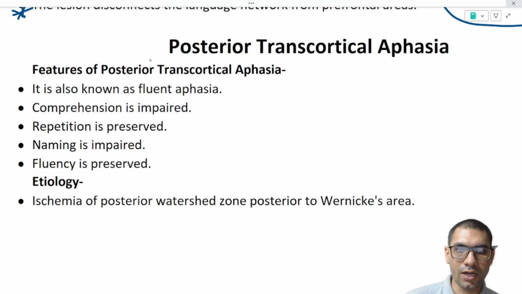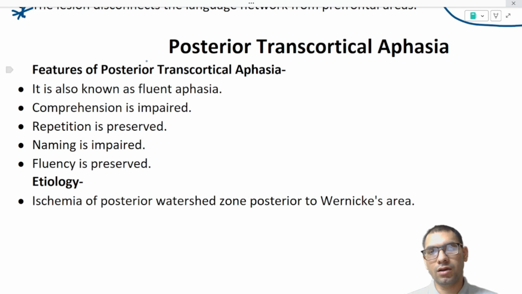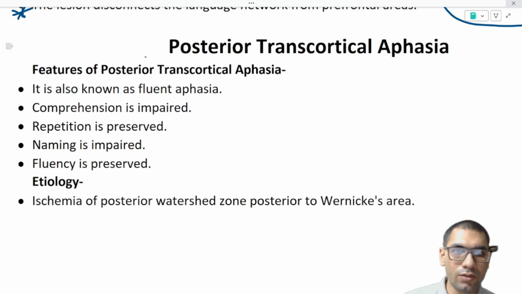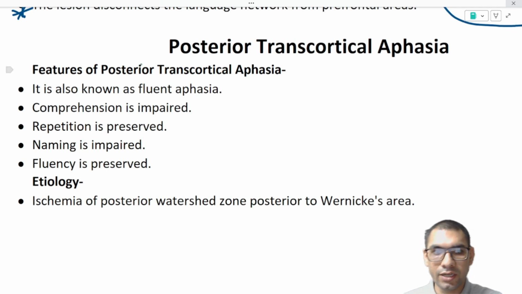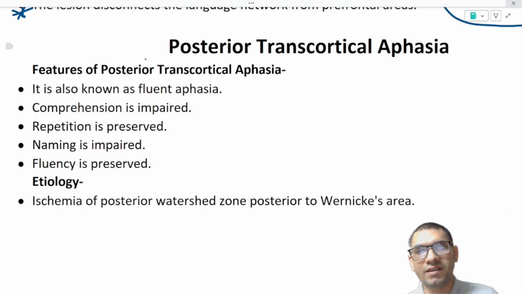As the name suggests, transcortical means some part of the cortex is involved, and trans means more than one cortex is involved. We know that the cerebral cortex is divided into different areas. So more than one cortical area is involved in posterior transcortical aphasia, right? Because it is aphasia, it must involve some part of the language network, or it impairs the connection between the language and prefrontal network. So it somehow affects language processing and speech output.